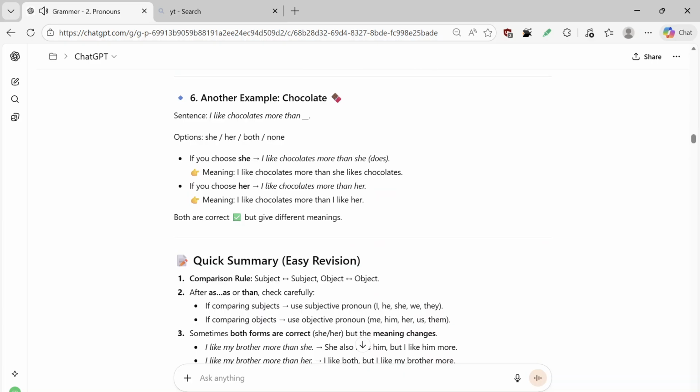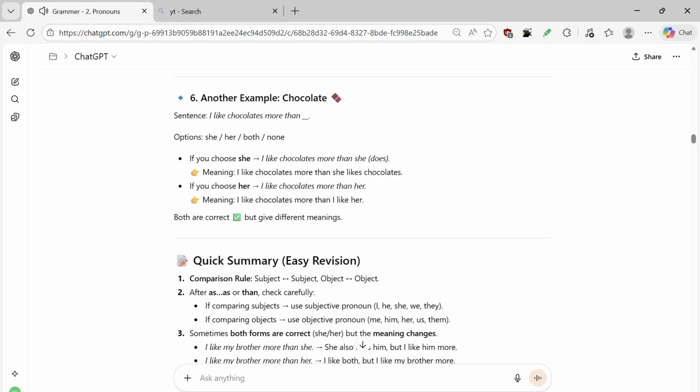If you choose she, I like chocolates more than she does. Meaning, I like chocolates more than she likes chocolates. If you choose her, I like chocolates more than her. Meaning, I like chocolates more than I like her. Both are correct, but give different meanings.